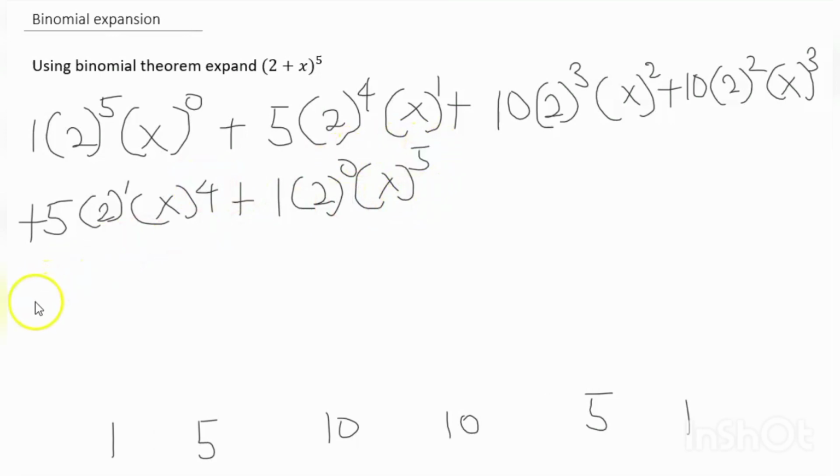So we work this out and we would get our answer. So 2 to the power of 5, you can use your calculator for this, but 2 to the power of 5 will be 32. 32 multiplied by 1 is 32, and x to the power of 0 is 1. So we have 32 here. Plus 2 to the power of 4 would give us 16. 16 multiplied by 5 would be 80. And x to the power of 1 is x, so we have 80x.